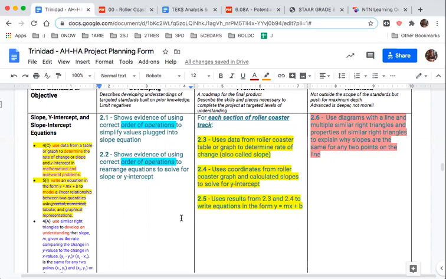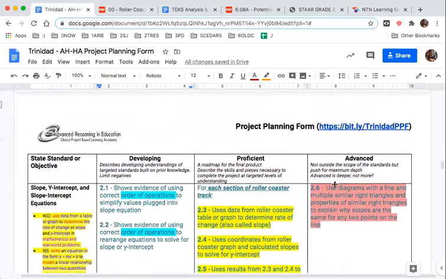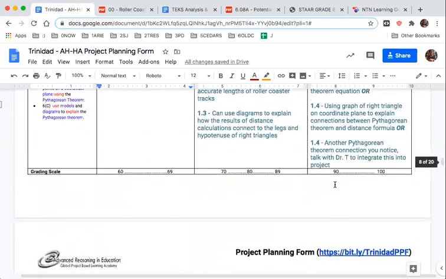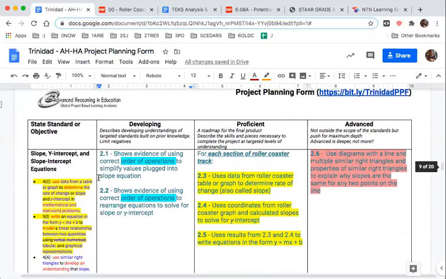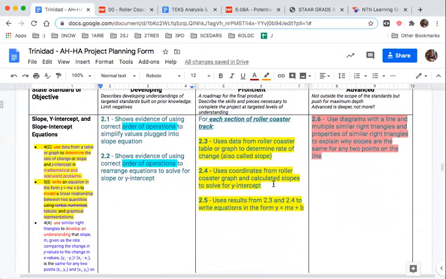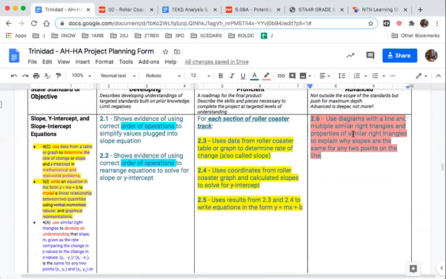So for example, in my advanced criteria for the section on slope y-intercept and slope-intercept equations, I have used diagrams with the line and multiple similar right triangles and properties of similar right triangles to explain why slopes are the same for any 2 points on the line.